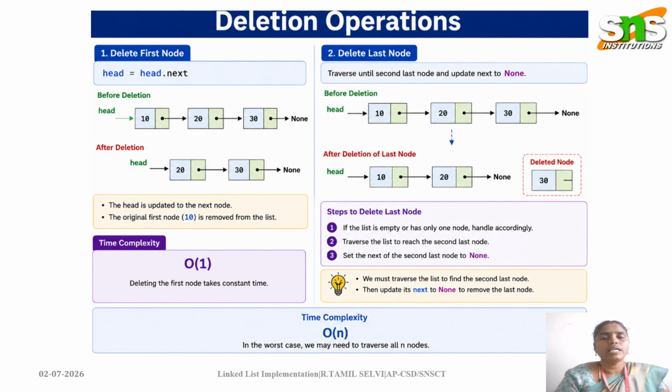In the second way, delete the last node. To delete the last node, we have to traverse until the second last node and update the next address as None. For example, initially the linked list has the elements 10, 20, 30, and after deleting the last node, that is 30, we get the linked list with the elements 10 and 20. The steps to delete the last node: if the list is empty or has only one node, we have to delete the element. Else, we have to traverse until the second last node and set the next of the second last node as None.